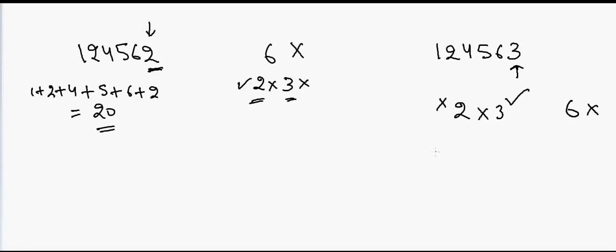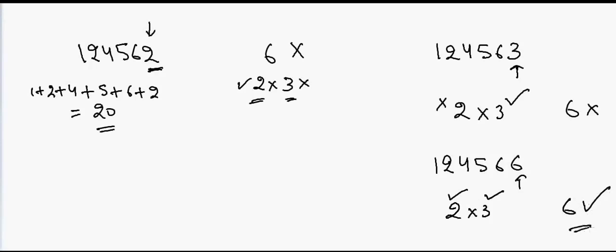Another modification we can make is to add another 3 here. So if I write 1 2 4 5 6 6, then this is even, and the sum will still be divisible by 3. So it passes the test both for 2 and 3. Therefore it should be divisible by 6.